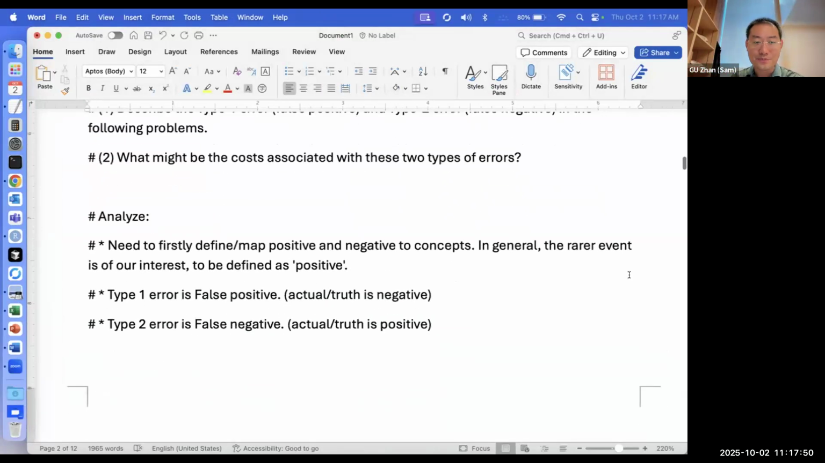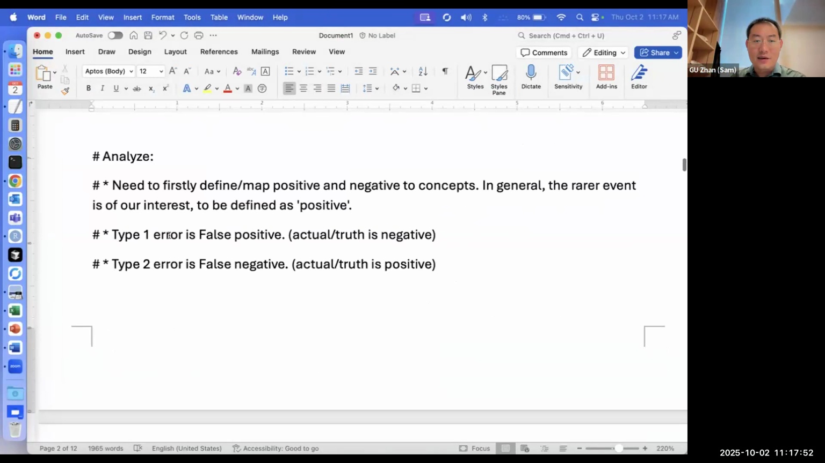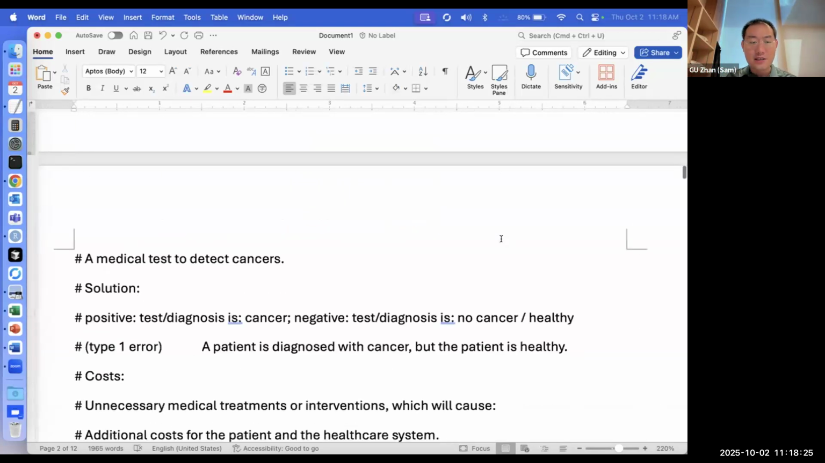Let's look at the first one. Type 1 error is a false positive: the actual truth is negative. Type 2 error is a false negative: the actual truth is positive. So it's by definition. In general, we first need to define positive and negative for the context of the scenario we're analyzing. In general, the rarer event of our interest, the event that we want to study, is what we define as positive.